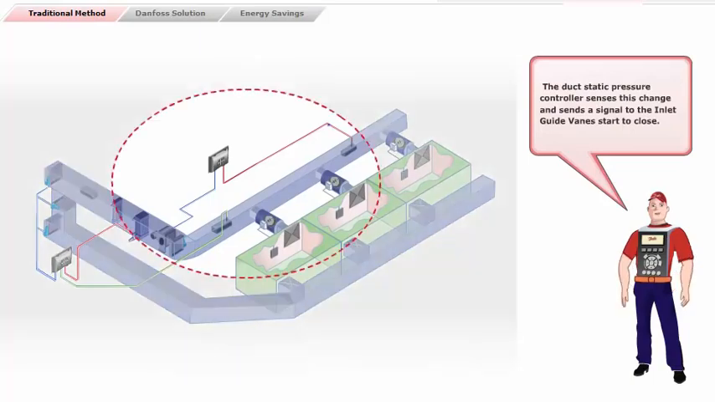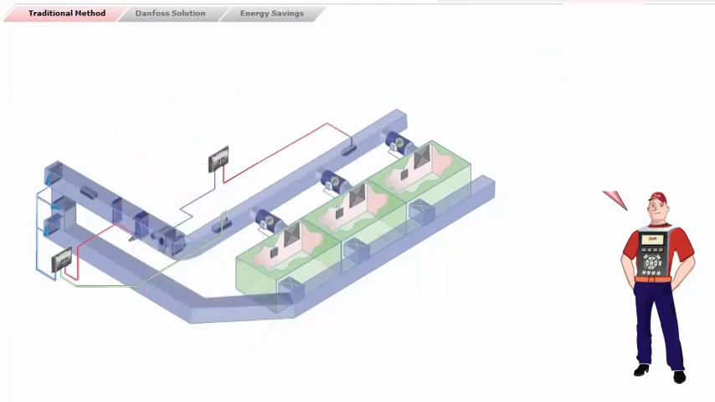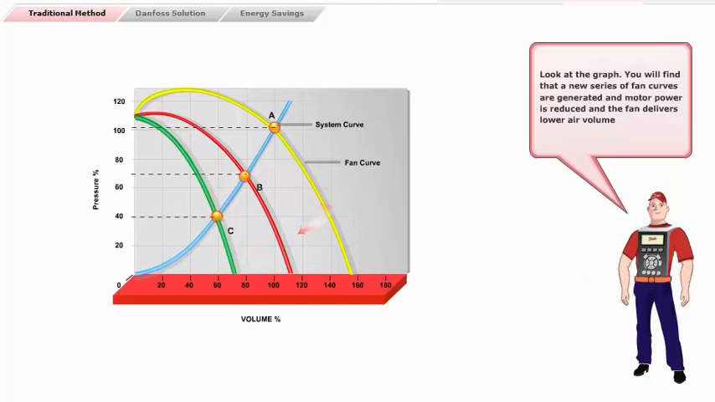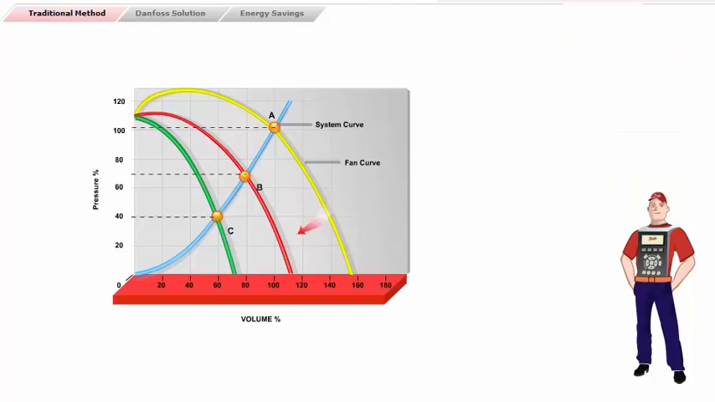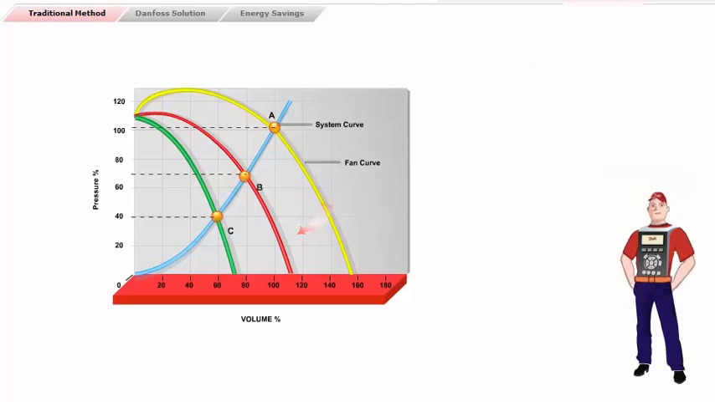The duct static pressure controller senses this change and sends a signal to the inlet guide vanes to start to close. Look at the graph. You will find that a new series of fan curves are generated, motor power is reduced, and the fan delivers lower air volume. Reducing fan volume and fan static pressure brings the system static pressure back to the set point.